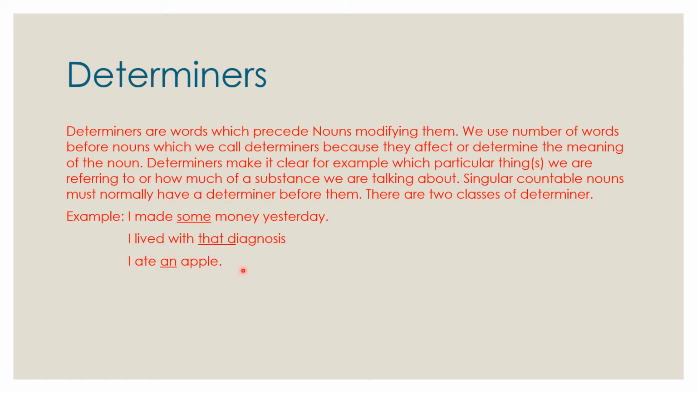I ate an apple. Now, singular countable nouns must normally have a determiner. This is a singular countable noun, and there will always be a determiner before this noun. So, I ate an apple. An is a determiner. An is also an indefinite article. I could also write, I ate one apple. So one is also a determiner. In the next slides, we will learn about the two classes of determiners and the list of all the determiners.